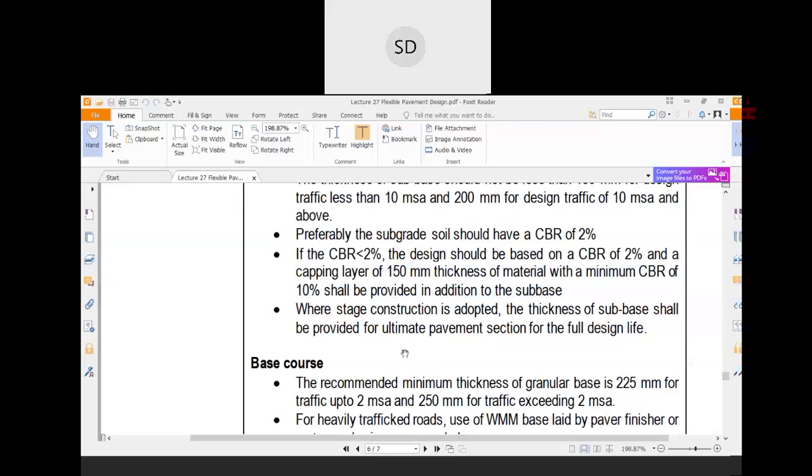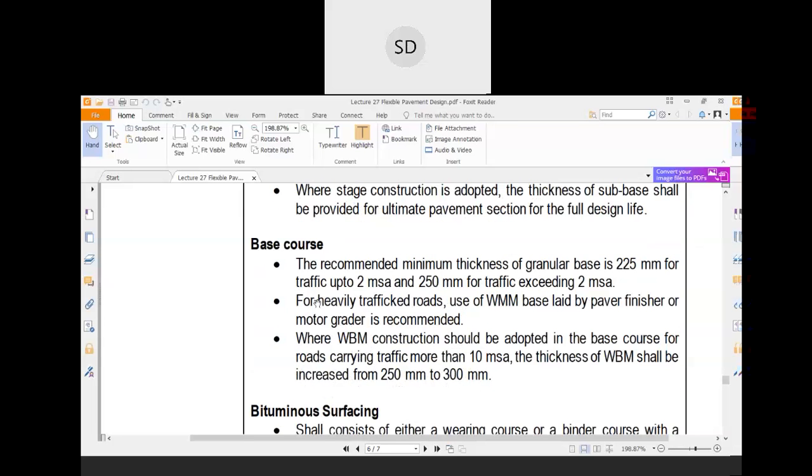So next portion is base course. So the recommended minimum thickness of granular base is 225 millimeter for traffic up to 2 MSA and 250 mm for traffic exceeding 2 MSA.